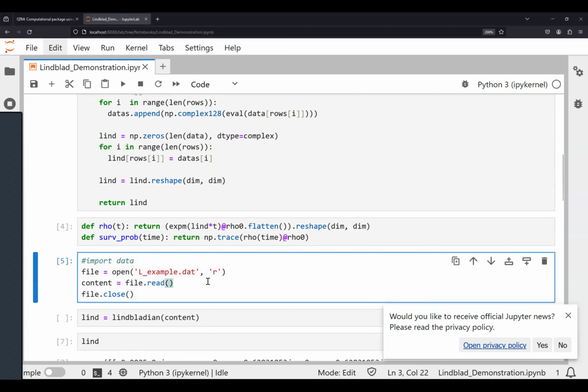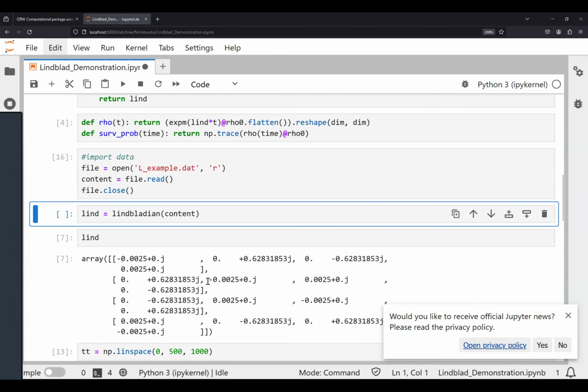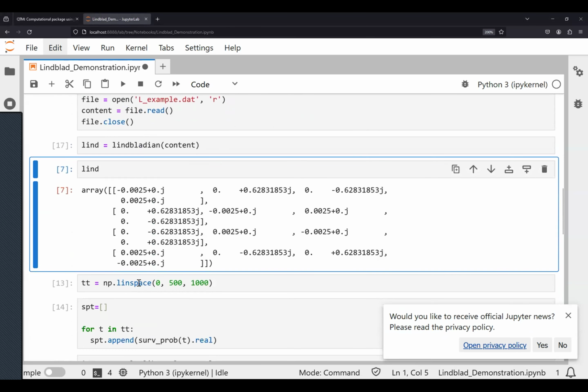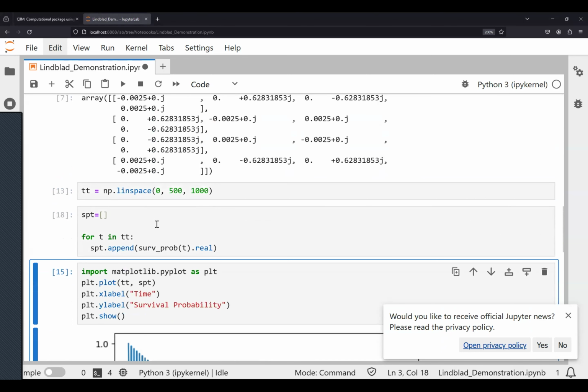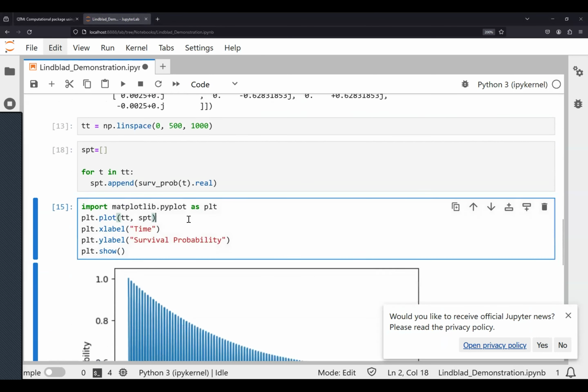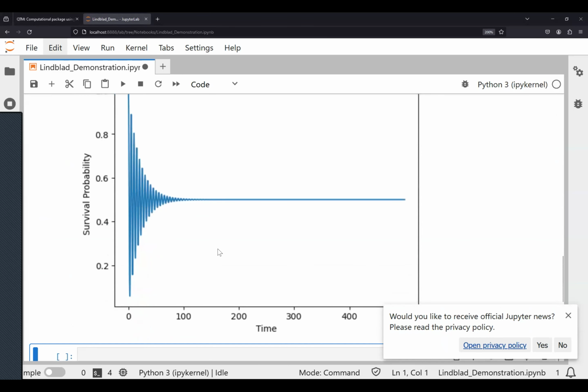Import it. Reconstruct the Lindbladian. These are all 0.0025. Yeah. Okay, so then everything makes sense, right? Okay, good. That's what you wanted to show us?